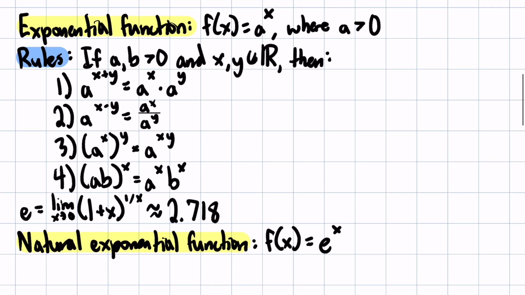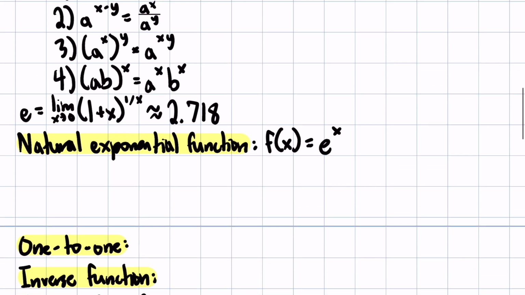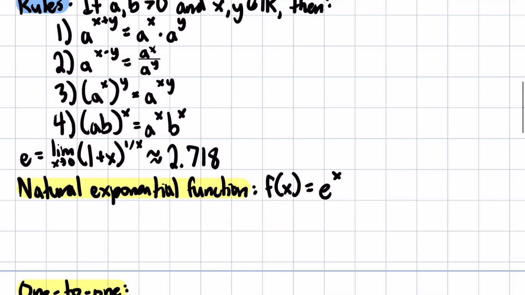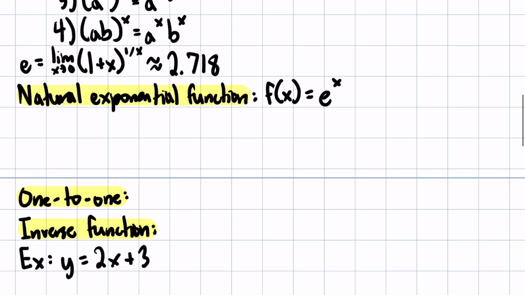And this is going to be a continuous function. Its domain is all real numbers, and its range is from 0 to infinity. Next, we're going to talk about inverse functions. So a function is one-to-one or injective if for any x1 and x2 that are not equal to each other, we must have that f of x1 is not equal to f of x2.